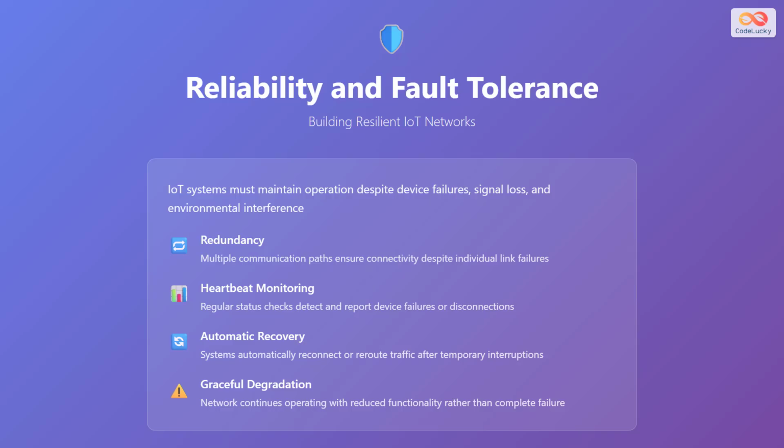No single protocol excels in all areas. High bandwidth usually means higher power consumption. Long range often means lower bandwidth. Understanding these trade-offs helps you make the best choice for your IoT project.